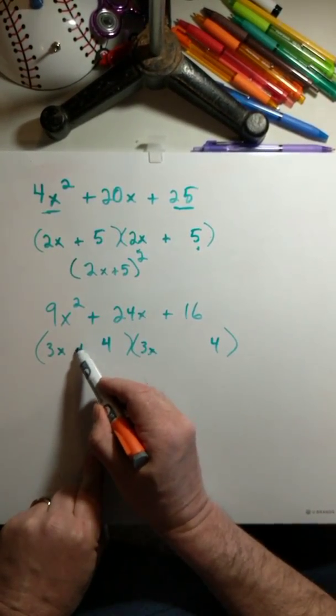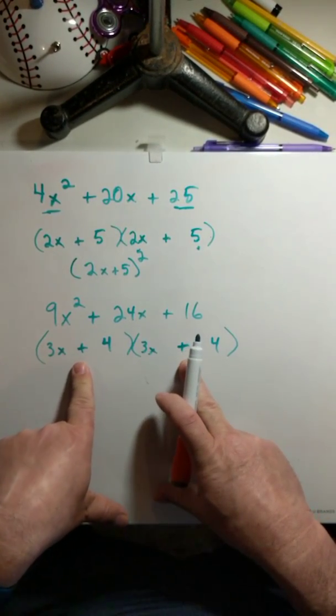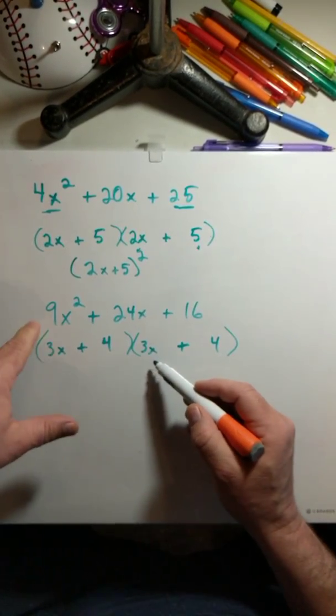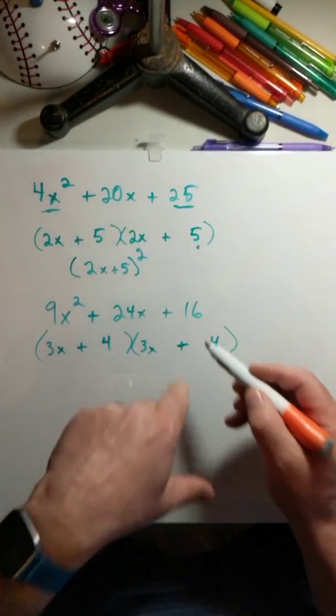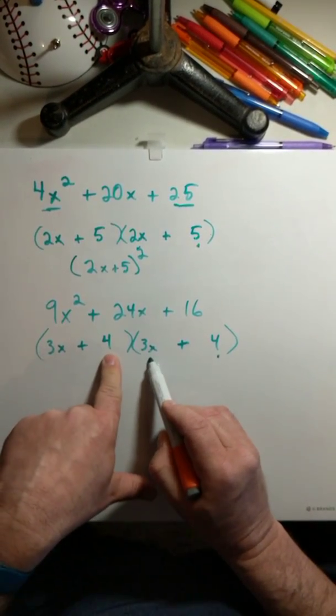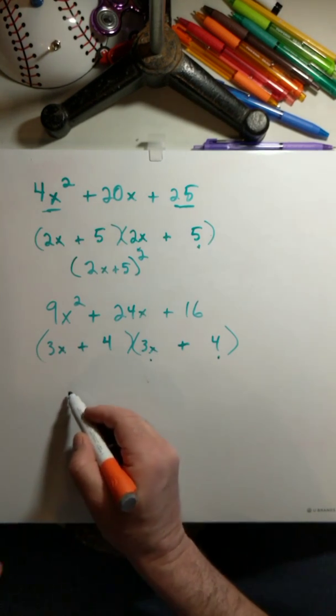And since I need to get 24 in the middle, positive, I'm going to have to make these both positive here. So 3x times 3x gives us the 9x squared. 4 times 4 is a 16. I get 12x with those two, and another 12x with those two, which gives me 24x. Let me give you another one.